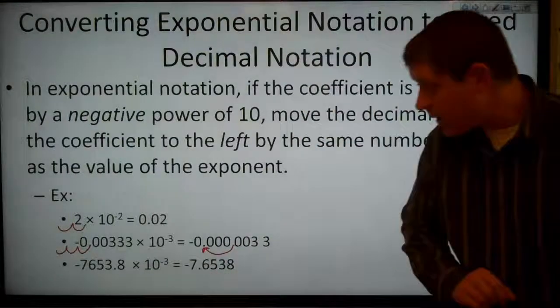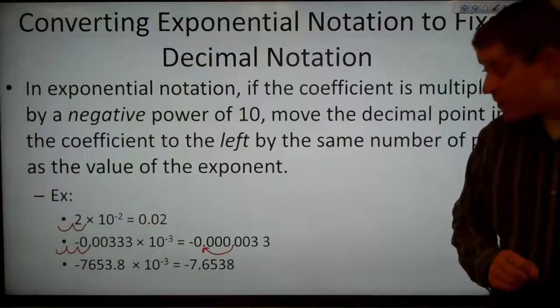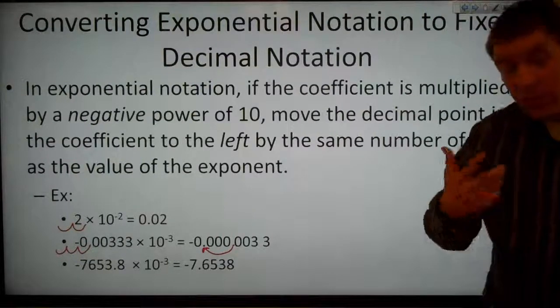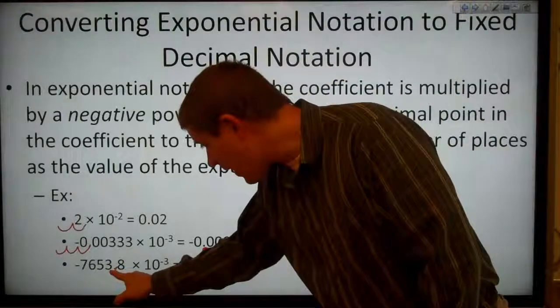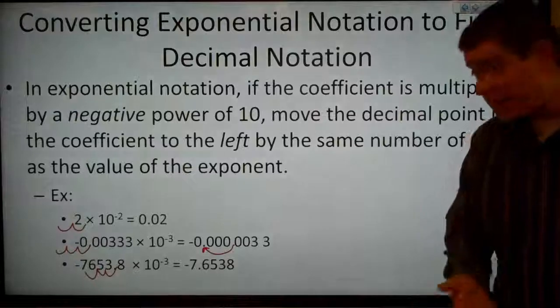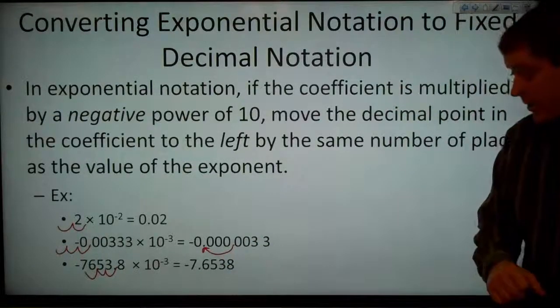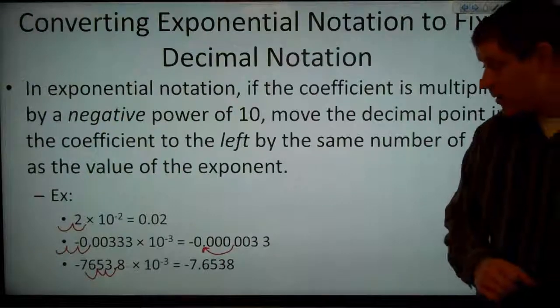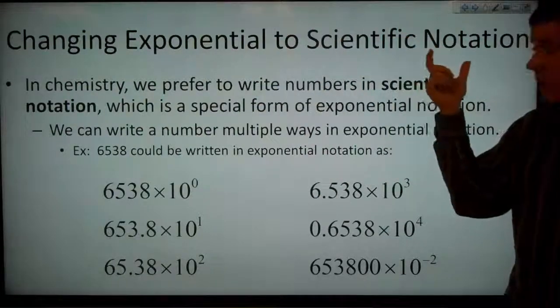In this number, we have negative 7,653.8 times 10 to the minus 3. Again, we need to move the decimal point 3 places to the left, so we're going to move it from after the 3, 1, 2, 3, until after the 7 and before the 6. So that becomes negative 7.6538. Now let's talk about changing from exponential notation to scientific notation.